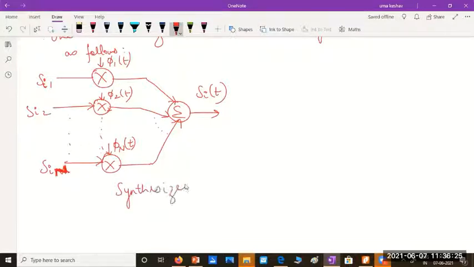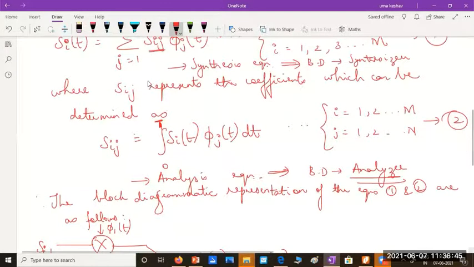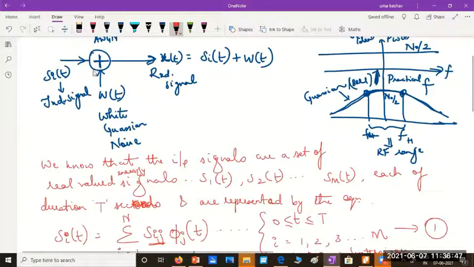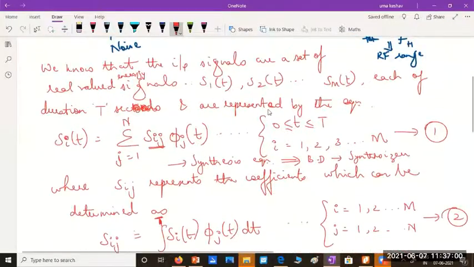Now at the receiver, I have to consider, say, Si of t is received. I'm assuming Si of t is received, but actually what is received will be X of t. Remember, we showed here, when this transmitted signal passes through the channel, Si of t gets added with W of t, and you don't receive just Si of t, you receive Si of t plus W of t, which we considered as the received signal X of t.